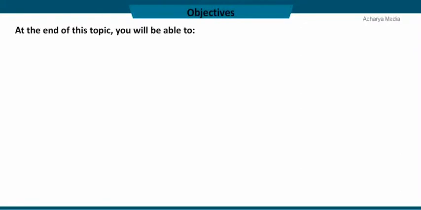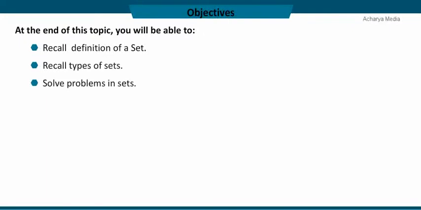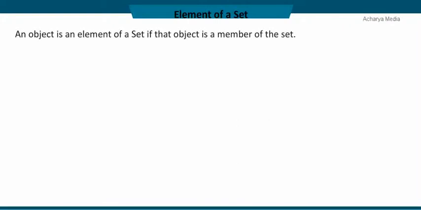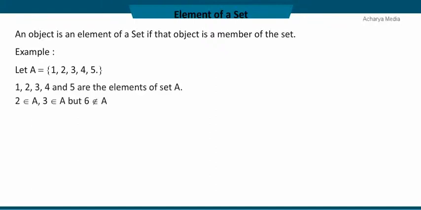At the end of the topic, you will be able to recall the definition of a set, recall types of sets, and solve problems in sets. An object is an element of a set if that object is a member of the set. Example, let A be the set of the numbers 1, 2, 3, 4, 5. This means that 1, 2, 3, 4 and 5 are the elements of set A, but 6 is not an element of set A. We will see some important notations now.